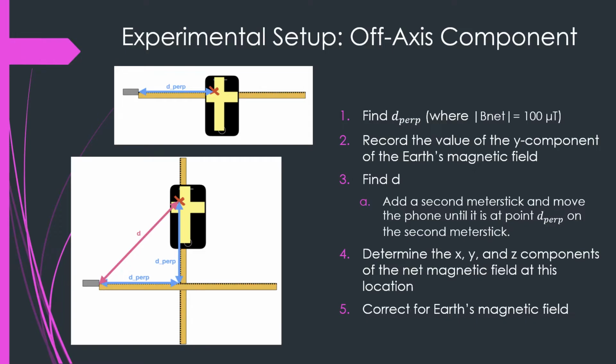You add a second meter stick and move the phone up until it is at point d perp on the second meter stick, and then you determine the x, y, and z components of the net magnetic field at this location, and then you need to correct for Earth's magnetic field as well.